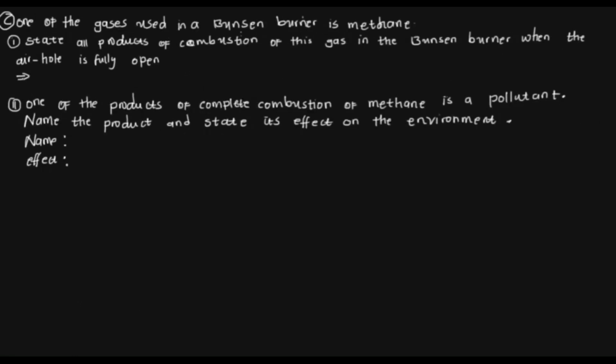One of the gases used in the Bunsen burner is methane. State all the products of combustion of this gas in the Bunsen burner when the air hole is fully open. So now here, when it is fully open, we are looking at complete combustion. So complete combustion will produce heat energy. Then apart from this one, we also have water vapor and carbon dioxide. That is for complete combustion.